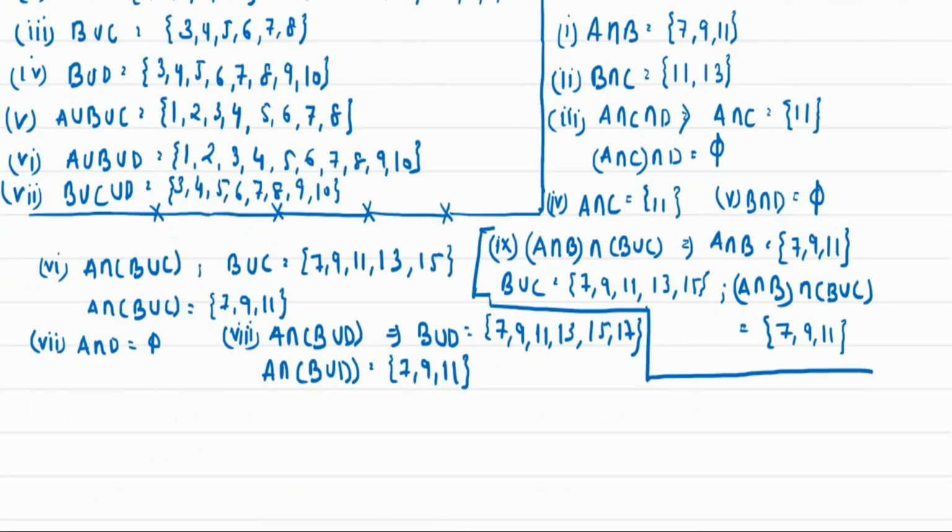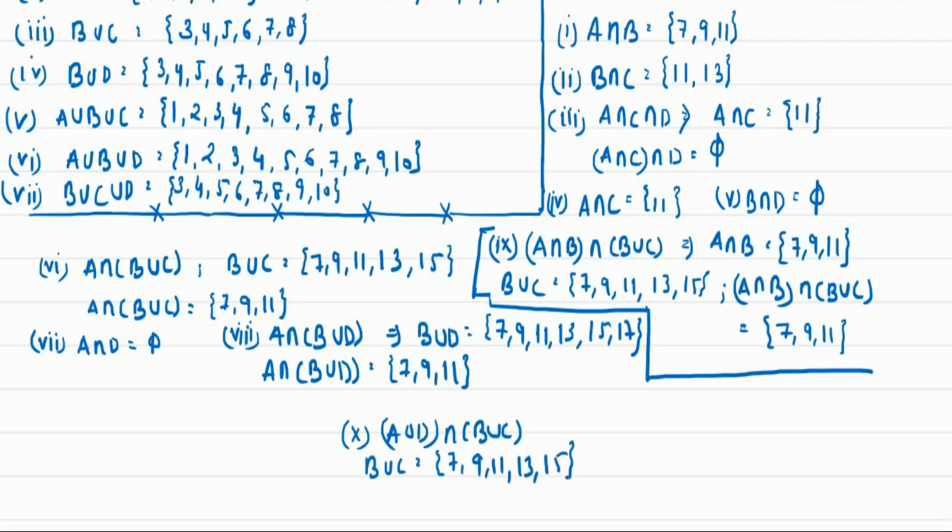Now we have the 10th part. The 10th part says, find out A union D intersection B union C. We have already evaluated B union C, so we can write that down directly. We evaluated B union C in the sixth part. So it can be 7, 9, 11, 13 and 15.